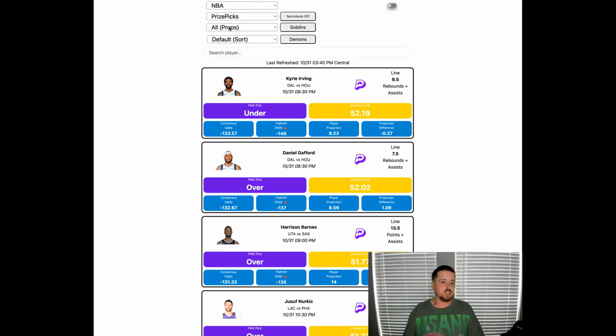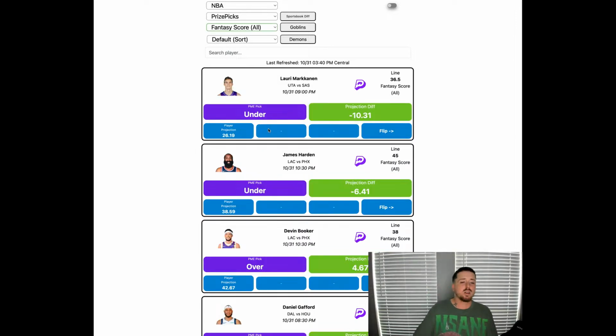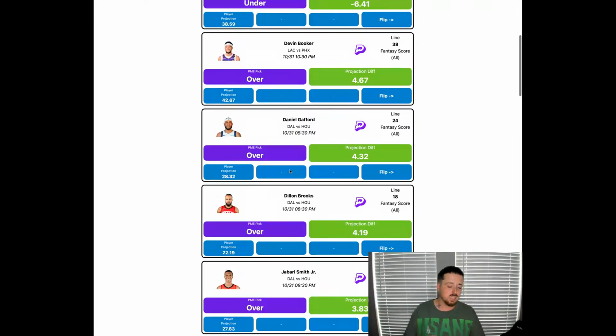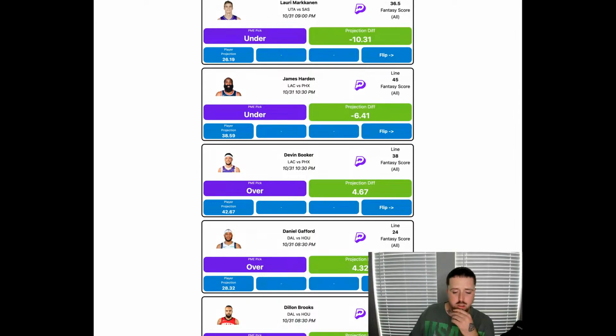Lastly, y'all asked for fantasy score, and we do now have fantasy score at Props Made Easy. As you can see, that issue that was there earlier is fixed. Lauri Markkanen's under 36.5 fantasy score is the most loved one. That's the biggest differential one. James Harden under 45 fantasy score at a minus 6.41. Devin Booker's over fantasy score of 38 at a 4.67. Our projection for his fantasy score is 42.6. Daniel Gafford over 24 fantasy score at a 4.32. So some solid differentials for fantasy score if you want to start intertwining them into your slips.